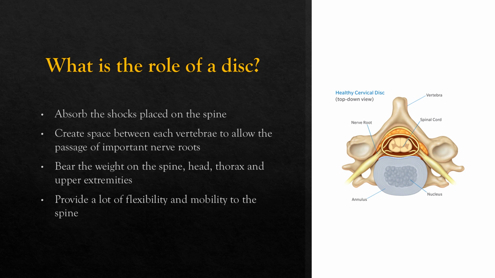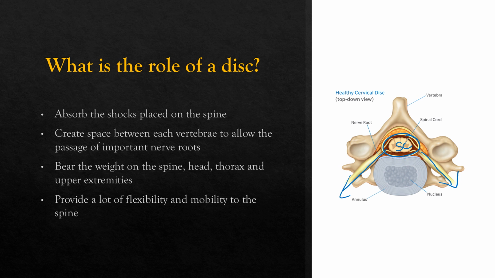And another role of these discs is that they create spaces between each vertebrae. And this allows for the passage of nerves to come out on either side. So here in blue is your spinal cord, and on either side we have nerve roots coming out, and they'll innervate skin, soft tissue, that being muscle, fascia, and also bone at each individual level.